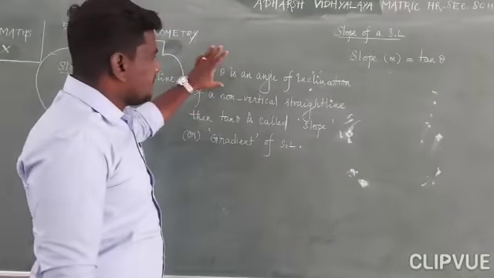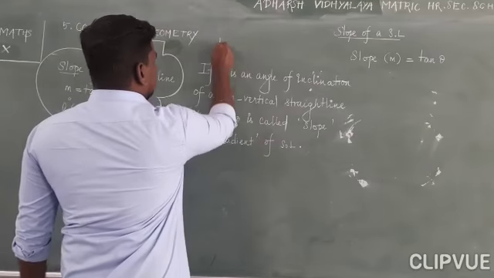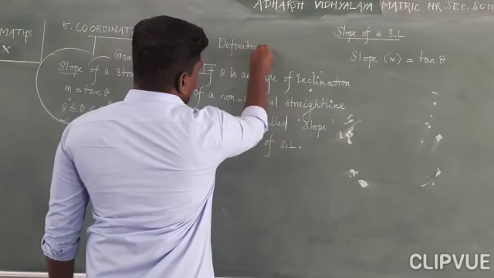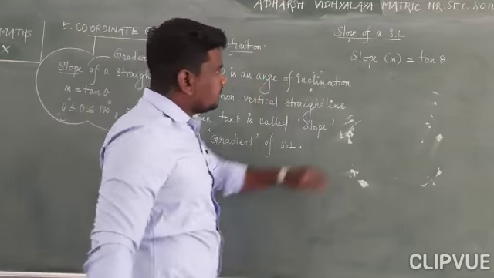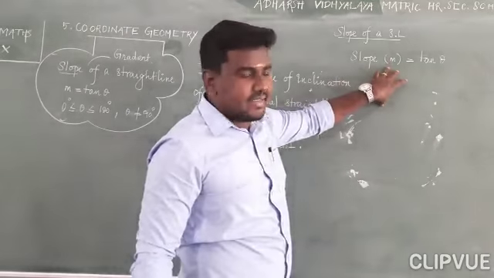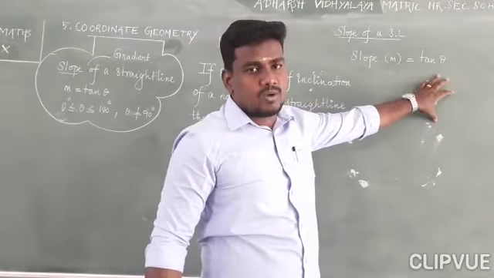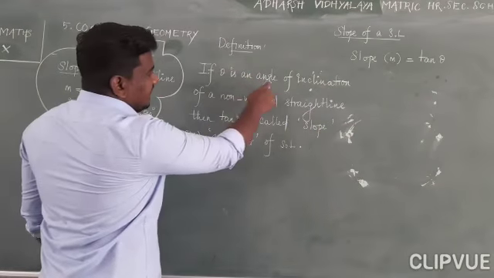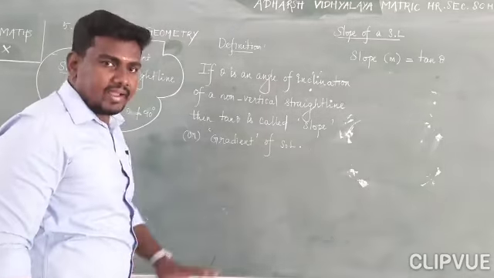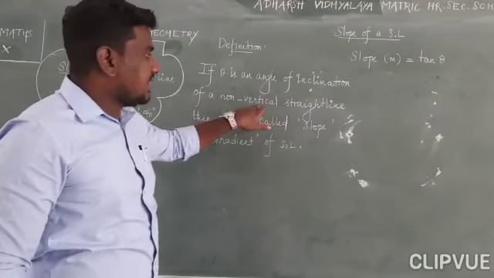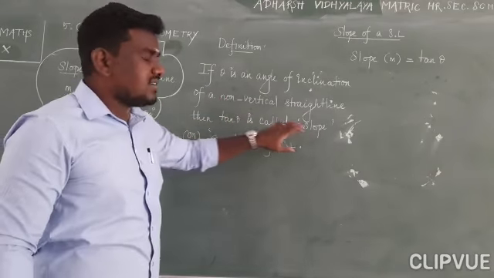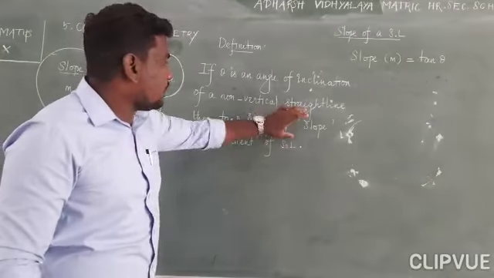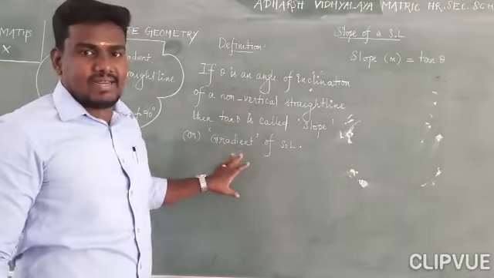So let us see the definition of slope. Already I told you slope is denoted by the small letter m, which is equal to tan theta, when the straight line is non-vertical. So if theta is the angle of inclination of a non-vertical straight line, then tan theta is called the slope or gradient of the straight line. This slope is also called the gradient.